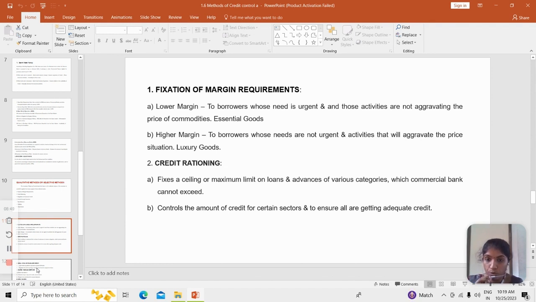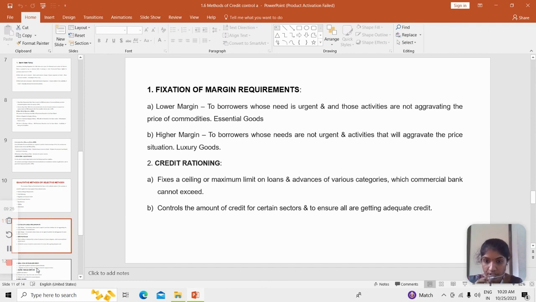But in case of those borrowers who want to purchase luxury goods, which means their needs and wants are not urgent, these kinds of activities will also aggravate the price of the commodity and the economy as well. So for those borrowers who want to purchase such luxury goods and services, a higher margin will be provided. Why are they introducing such higher and lower margins? They want to make stability in the market or the economy in terms of the monetary supply. This is fixation of margin requirement.